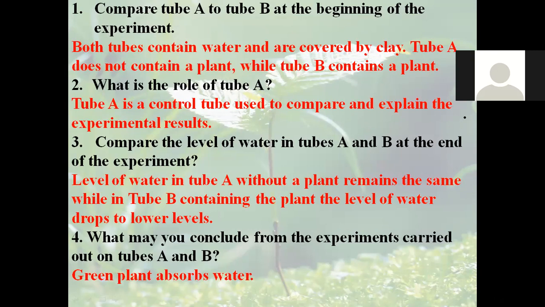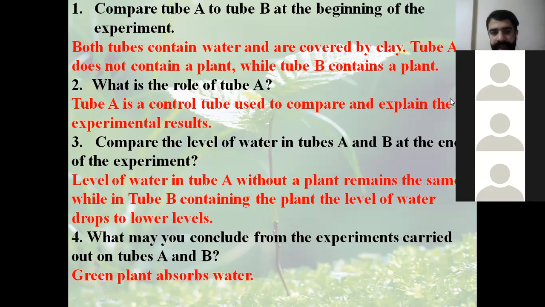43. Compare the level of water in both tubes A and B at the end of the experiment. At the end of the experiment, the level of water in tube A, which is without a plant, remains the same. Pay attention, I mentioned the variable factor. However, in tube B containing the plant, the level of water drops down to a lower level. You can say the level of water decreases.